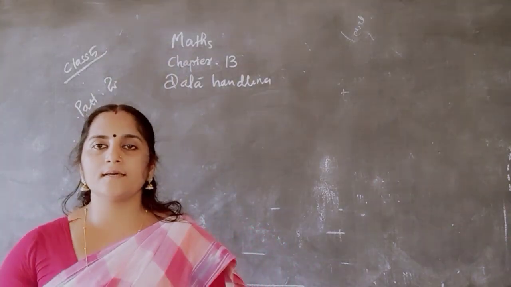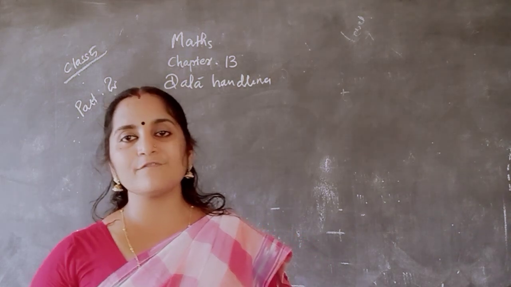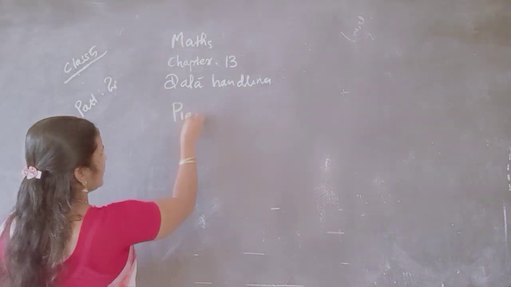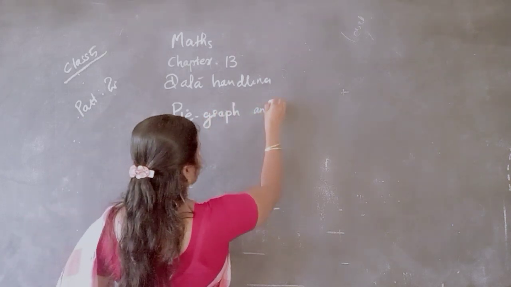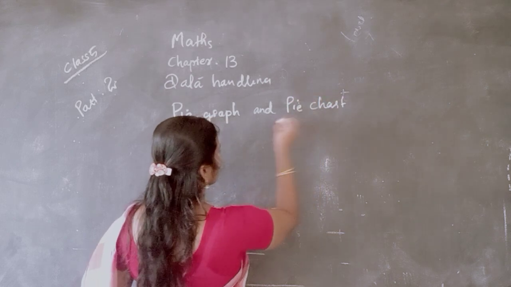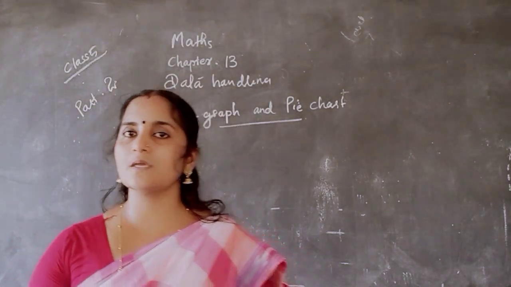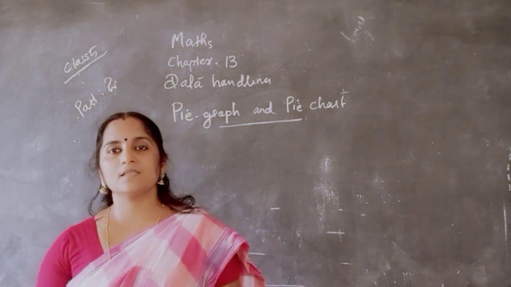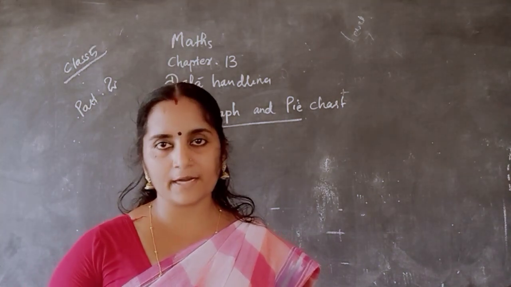Okay. Another type of representing the data is the pie graph or pie chart. That is the third type. That is, we represent the information using a circle. We use a circle to represent the given information. That is called a pie chart or pie graph.